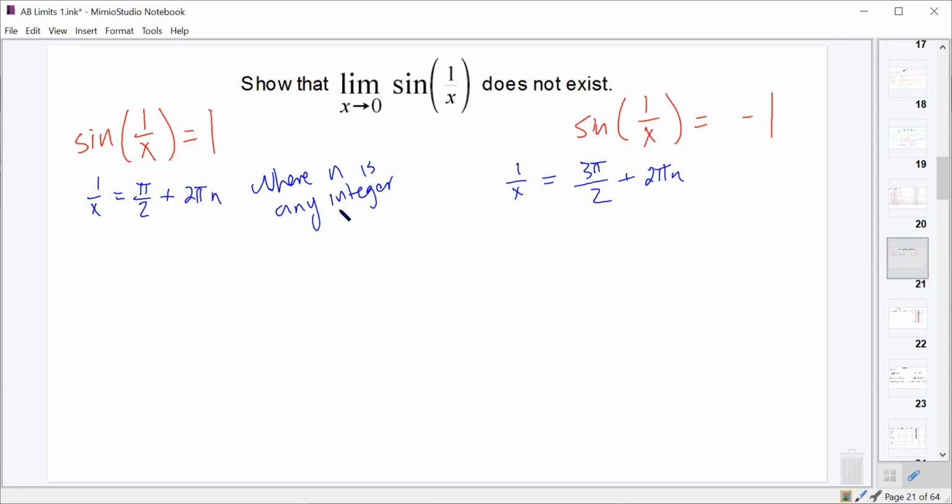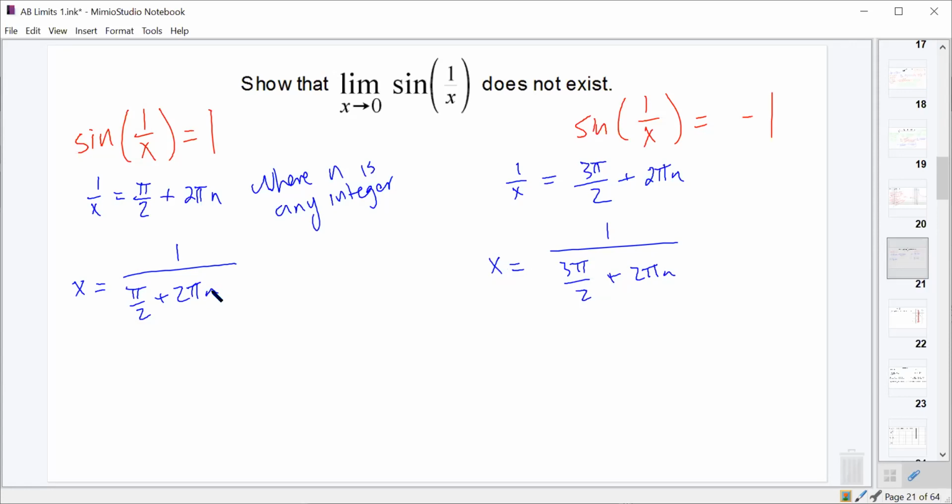So now all we have to do is solve for x. How do I solve for x? Should just be able to say, well, if I want to take the reciprocal of this side, I have to take the reciprocal of this side. So x should equal 1 over pi over 2 plus 2 pi n. And over here, x ought to equal 1 over 3 pi over 2 plus 2 pi n. Good or no? Yes.